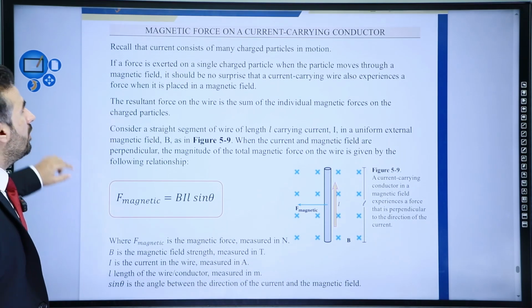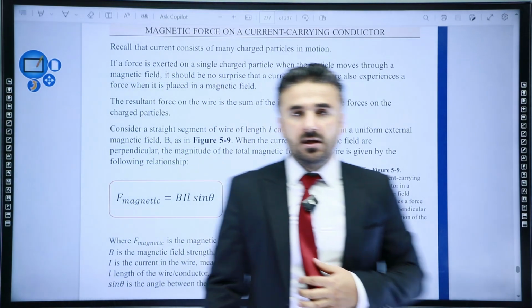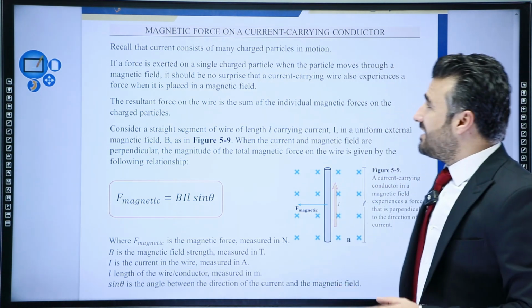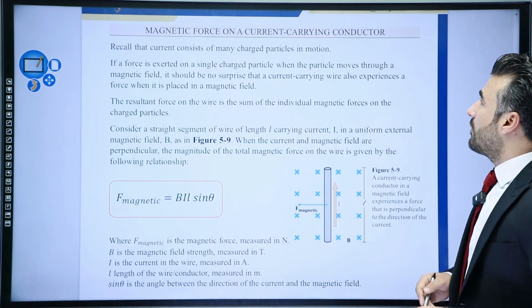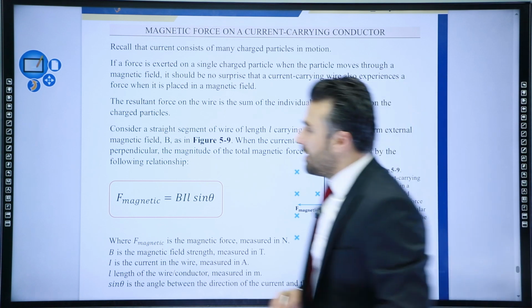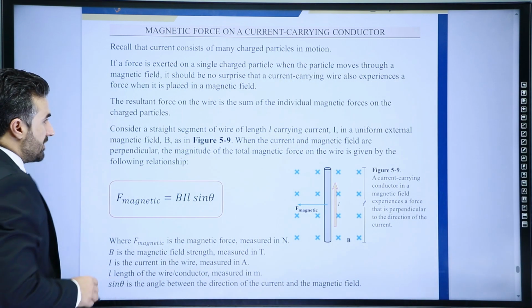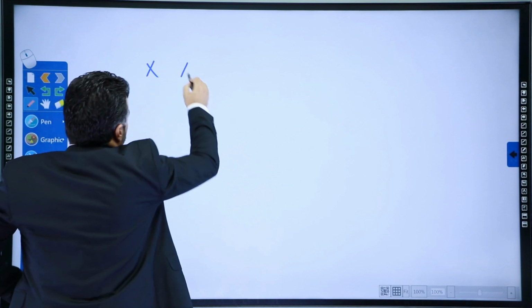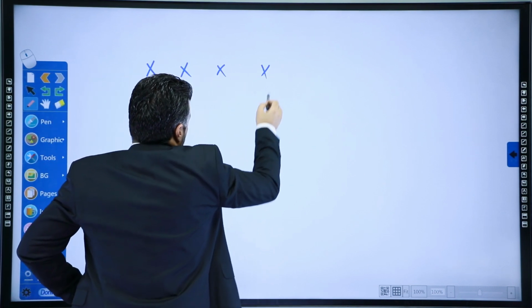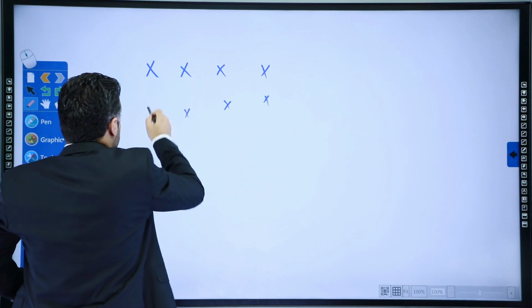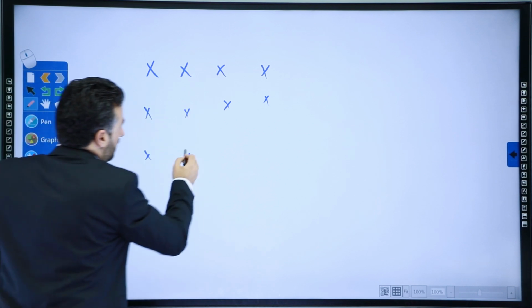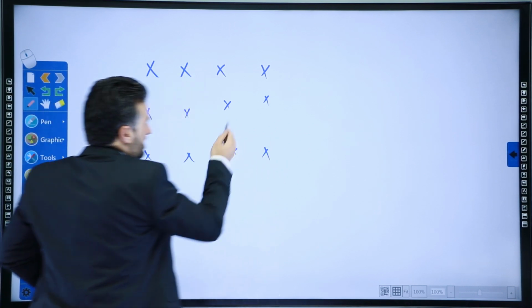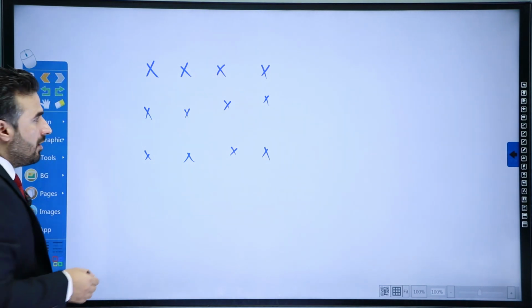Okay, now a new concept, which is basically magnetic force on a current carrying conductor. Now let me explain this one a little bit to you guys. We've mentioned before that if we have a magnetic field, it could be into the board or out of the board, it doesn't matter. This is just for the sake of the example here. And these are basically supposed to be uniform magnetic fields.